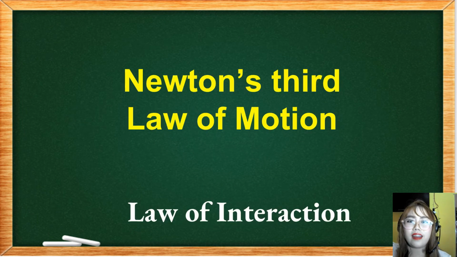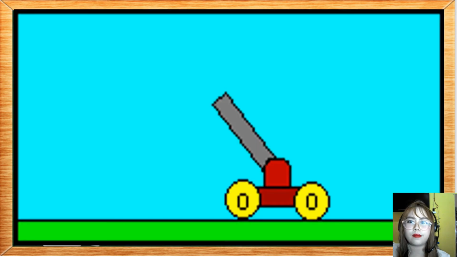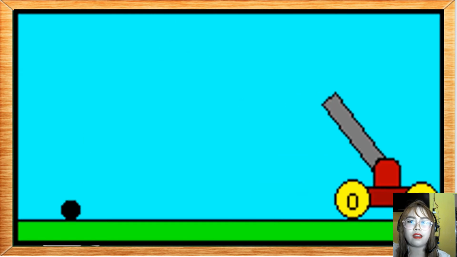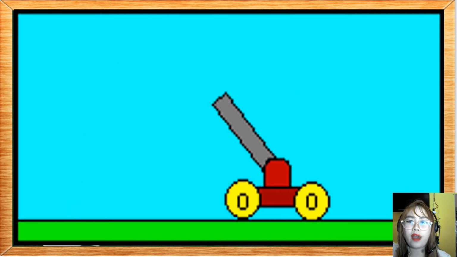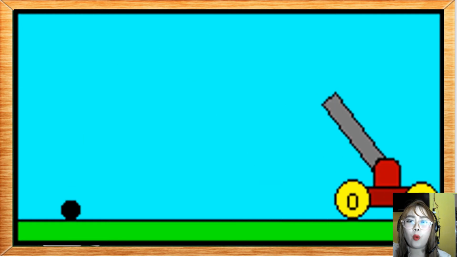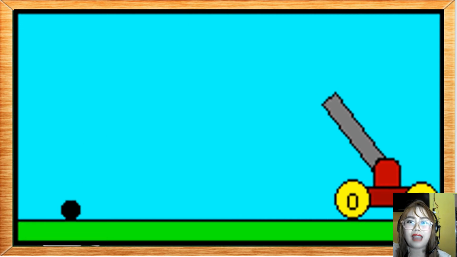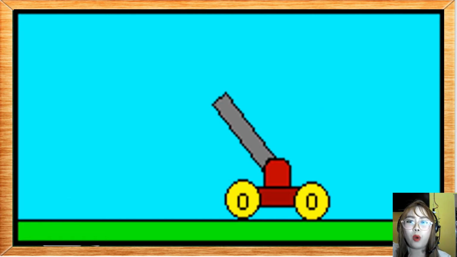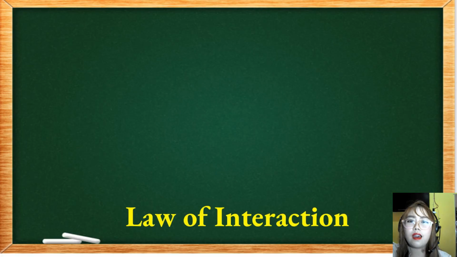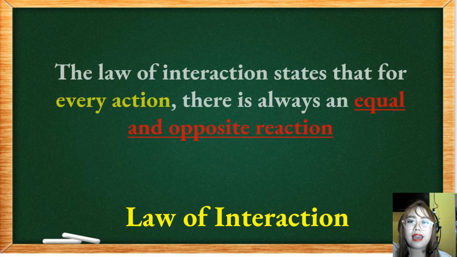And now, let us continue with Newton's third law of motion. Let's have this example. Have you ever wondered why a cannon moves forward when it shoots its cannonball? This example applies to Newton's third law of motion. The third law of motion is the law of interaction, which states that for every action, there is always an equal and opposite reaction.